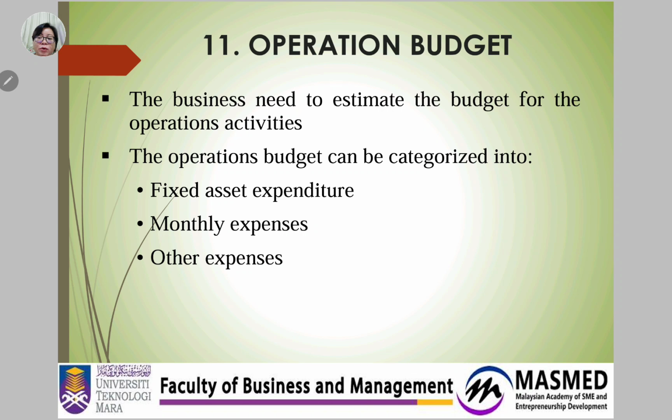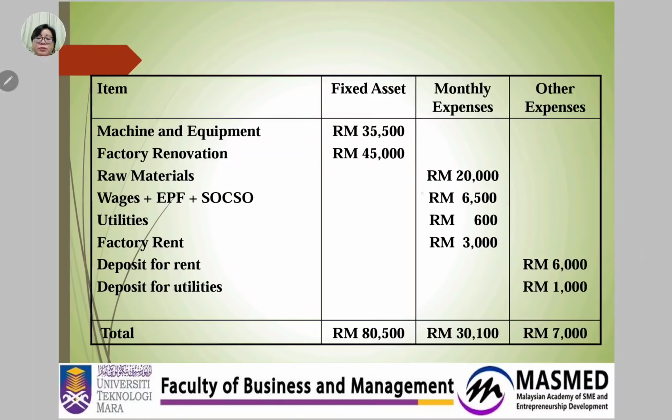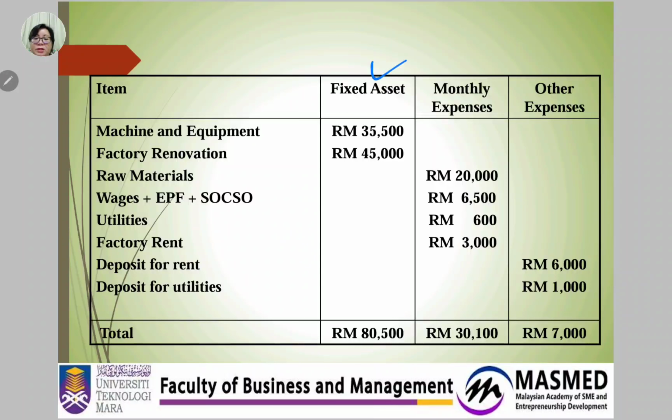In all plans, like I mentioned, in the marketing plan there is a budget. In the operations plan, this takes up most of the budget expenditure, because you are running your business and implementing your project, so you have to spend a lot on your operations. So this business needs to estimate the budget for the operation activities. The same style also, in the form of columns like this: fixed asset, monthly expenses, and other expenses. Okay, all right.